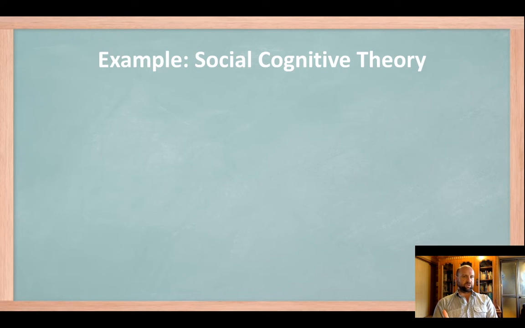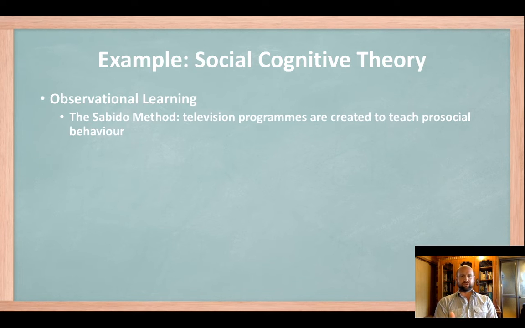So if we go back to social cognitive theory, one of the ways that they've applied the concept of observational learning is something called the Sabido method. And the idea that if people can learn through observation, they can learn negative behaviors, but maybe we can also use observation to teach pro-social behaviors.